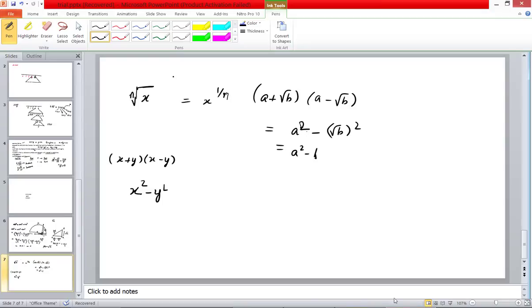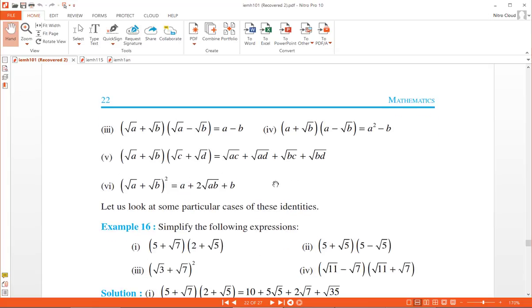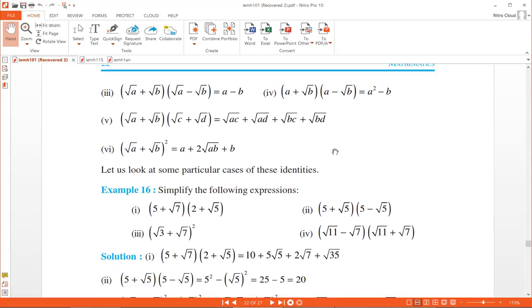So these are the formulas which they've told you here. They're very simple. Here also the same principle, and you'll be able to get the normal x plus y into x minus y kind of formula, x plus y whole square formula. This will all work here.